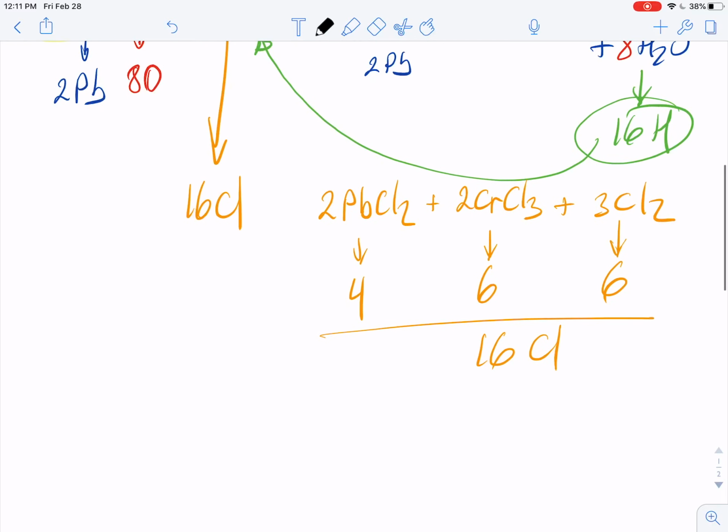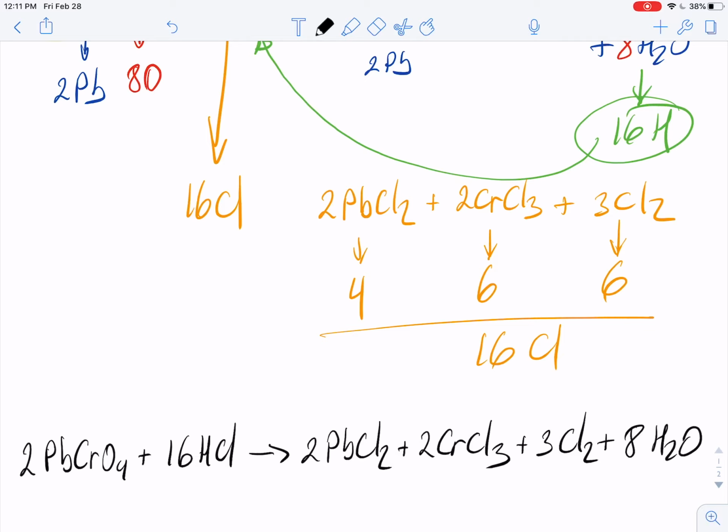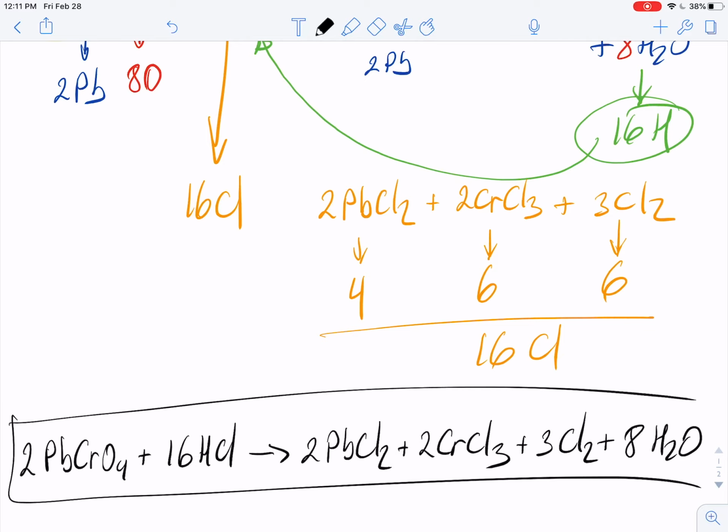Your overall balanced reaction is 2 PbCrO4 plus 16 HCl, that goes to 2 PbCl2 plus 2 CrCl3 plus 3 Cl2 plus 8 H2O. That is your balanced equation.